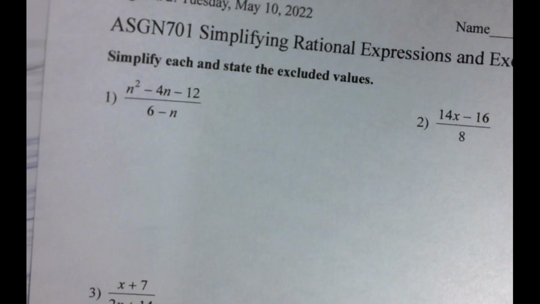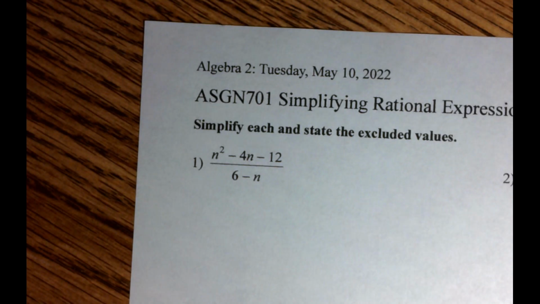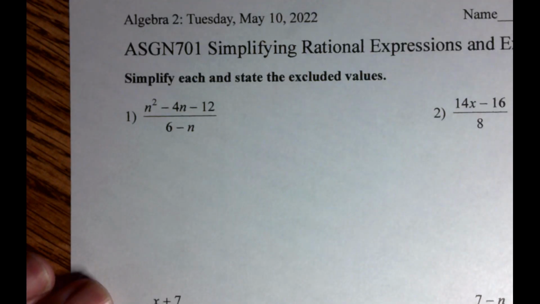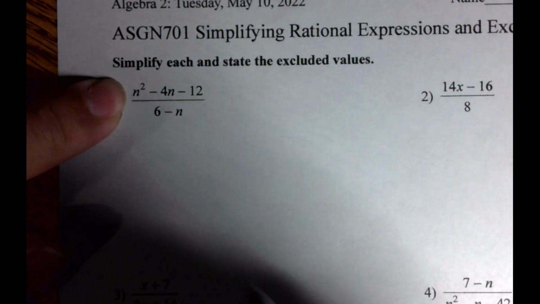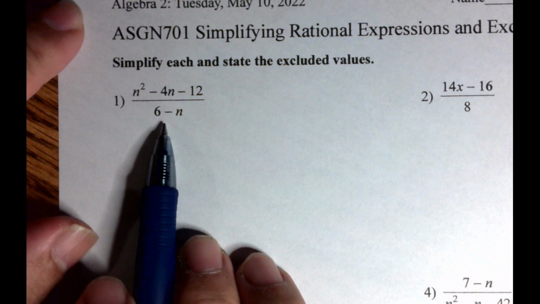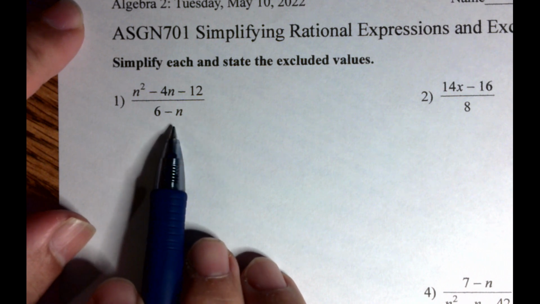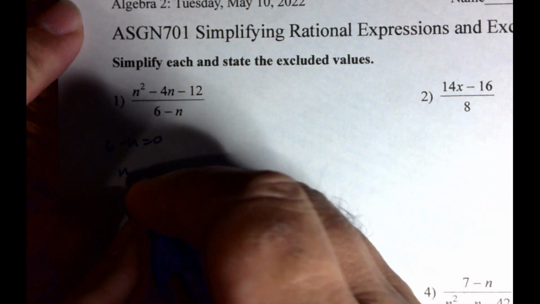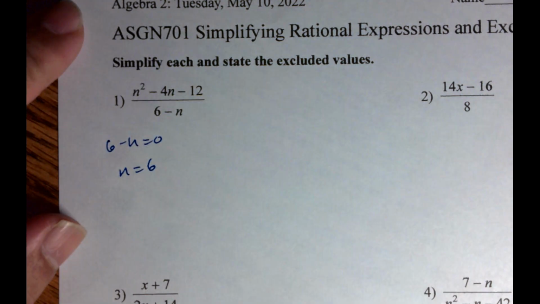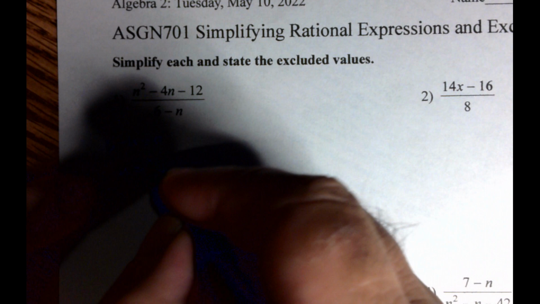I'm going to do a couple of problems from homework. I'm going to do number 1. So here, I'm going to factor the numerator. Well, here, the denominator is already factored. So what makes the denominator equal 0? Well, you just do 6 minus n equals 0. That means you get n equals 6. Right? N equals 6 is the excluded value. You don't have to worry about anything else.